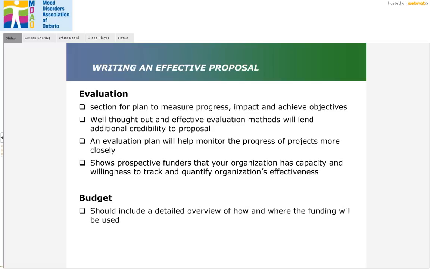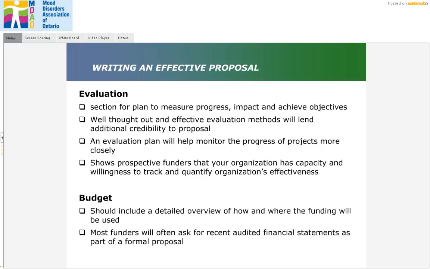Many funders will also ask for audited financial statements as part of a formal proposal. So that is something to consider when applying for grants.